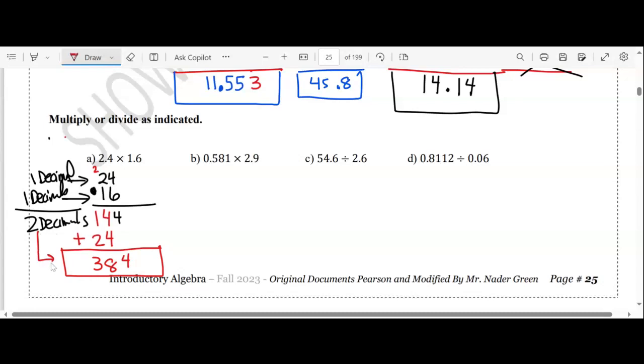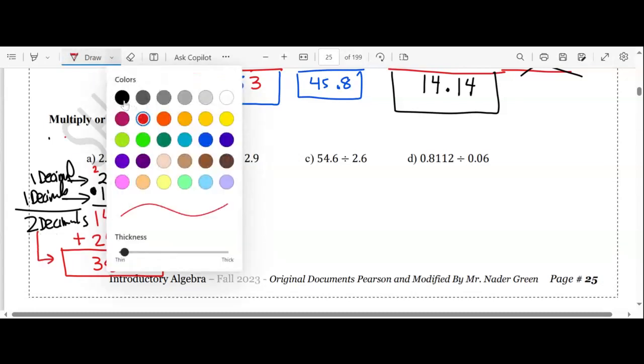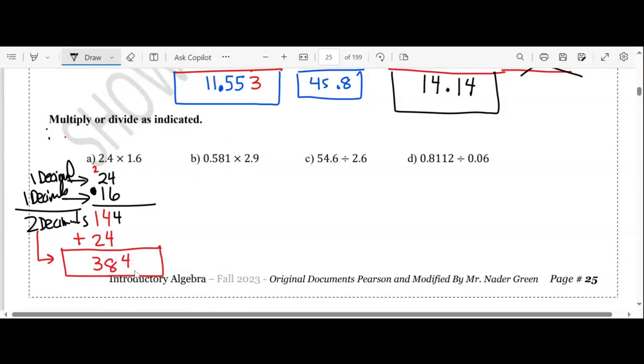Now, how many decimal places? 2. So you start from the right side. 1, 2. So where is your decimal? So your final answer will be what? 3.84. Is this clear? Yalla, do this one.